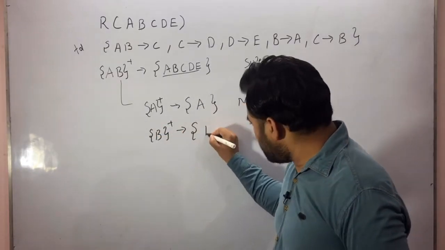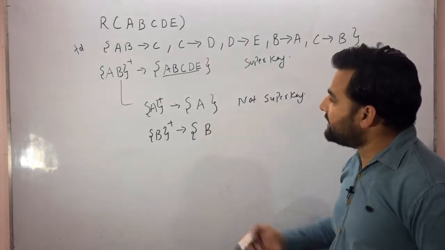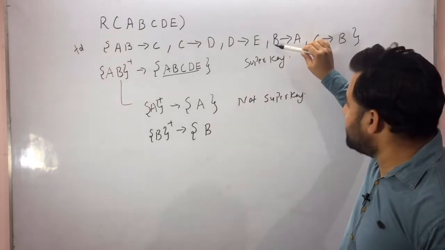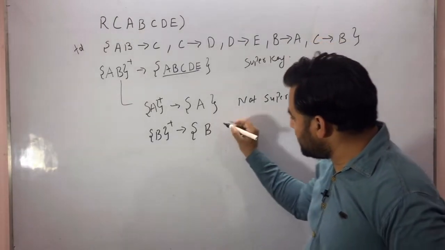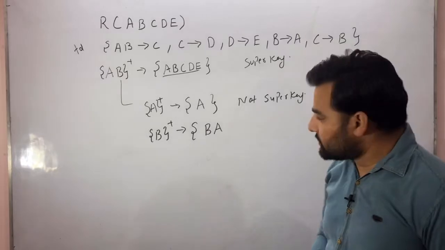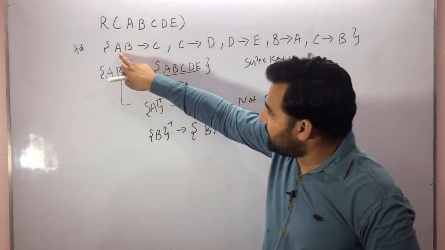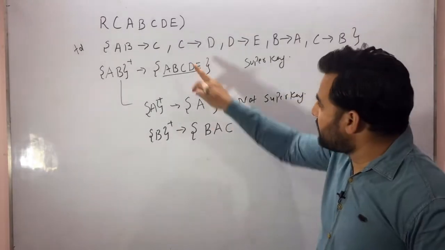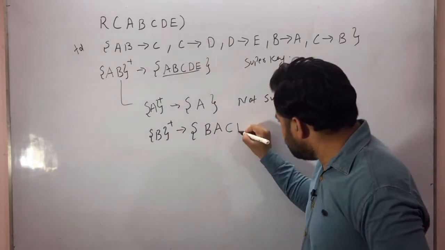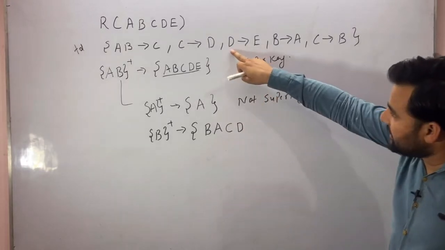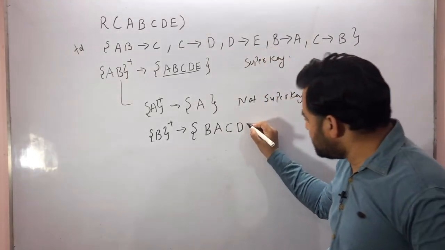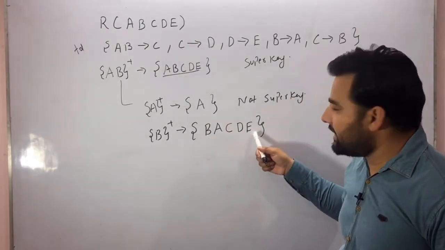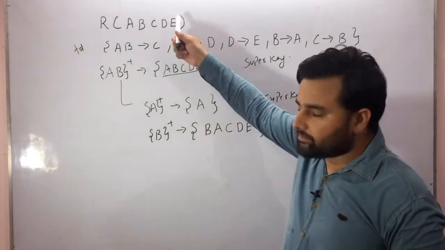So from B, obviously I am getting B, and here I will check in the left hand side, is there B? Yes, B is here. From B, what am I getting? I am getting A. Okay, so A is here, B is here. From AB tends to C, so I am getting C also. From C I am getting D. Okay, and from D tends to E, so that means I have got all the attributes A, B, C, D and E. So I've got all the attributes of this relation.